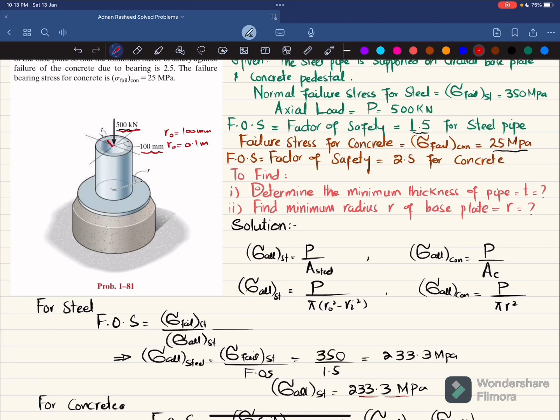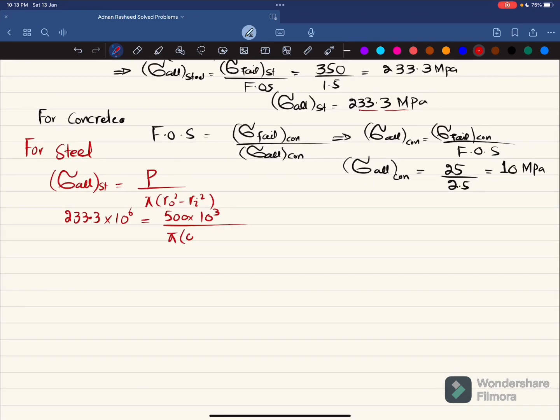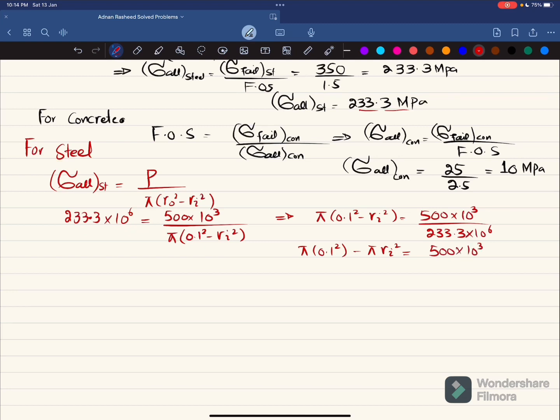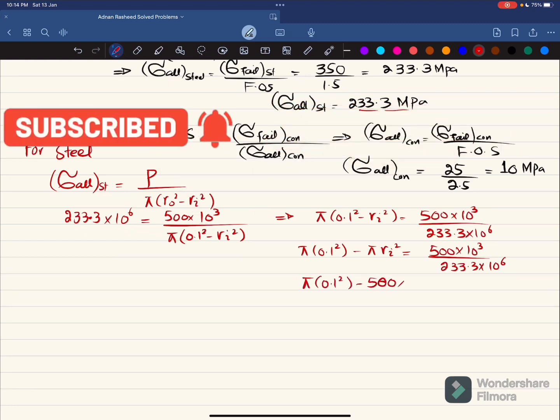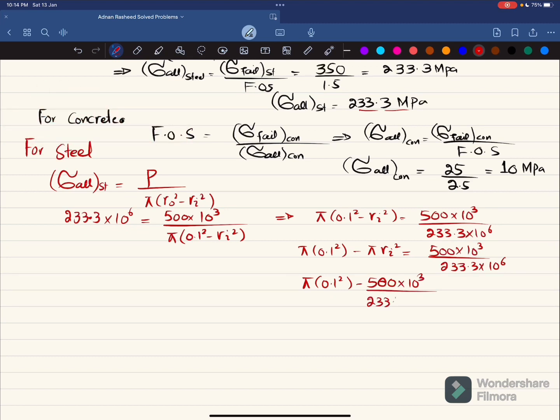And Ri is not known. So this is Ri. Clear? So 0.1 square minus Ri square. So from here you will get pi into 0.1 square minus Ri square is equal to 500 multiplied by 10 raised to the power 3 divided by 233.3 into 10 raised to the power 6. And we will get pi into 0.1 square minus pi into Ri square is equal to 500 into 10 raised to the power 3 divided by 233.3 into 10 raised to the power 6. So what we will get is that pi into 0.1 square minus this value 500 into 10 raised to the power 3 divided by 233.3 into 10 raised to the power 6 will be equal to pi Ri square.